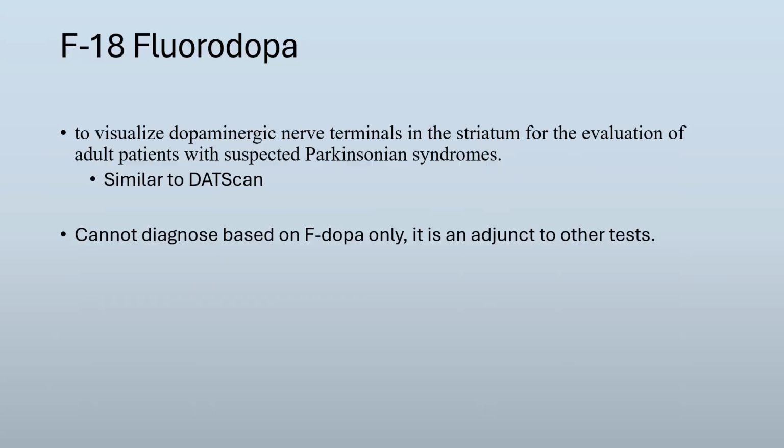Now, the last neurologic agent that we're going to talk about is F18 fluorodopa. This is used to visualize dopaminergic nerve terminals in the striatum for evaluation of adult patients with suspected Parkinsonian syndromes. This is very similar to DAT scan if you're familiar with general nuclear medicine imaging, but this is the PET version. You cannot diagnose somebody with Parkinson's disease based on fluorodopa only. This is used as an adjunct to other tests like CT and MRI, as well as cognitive and neurologic function tests.